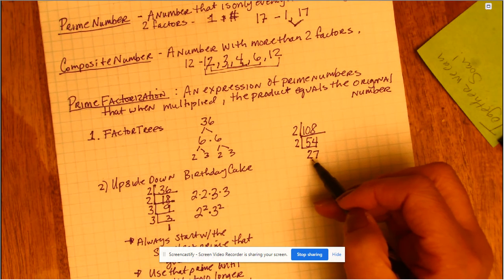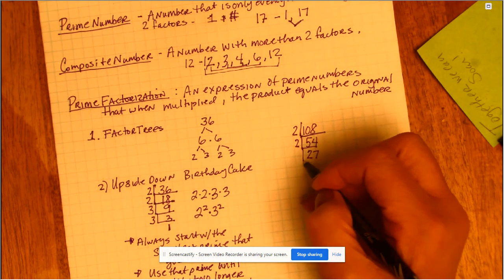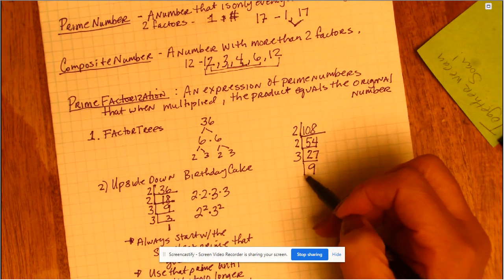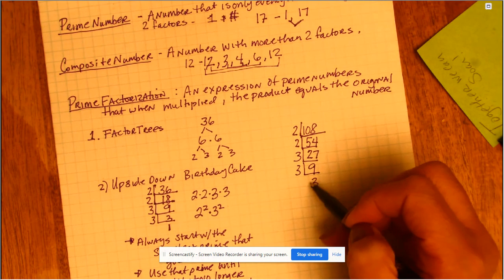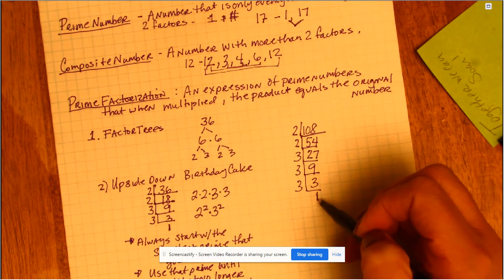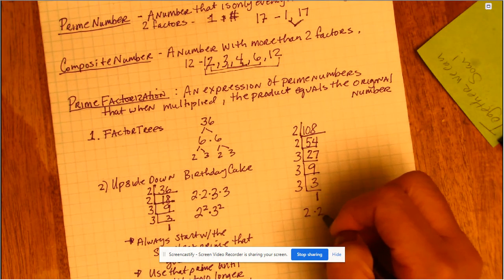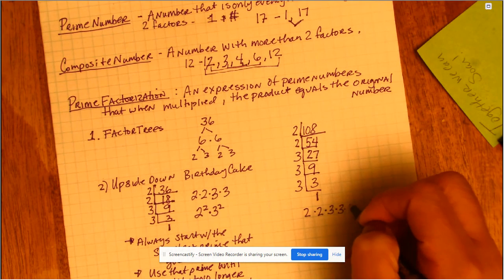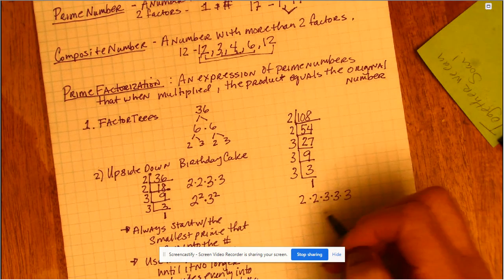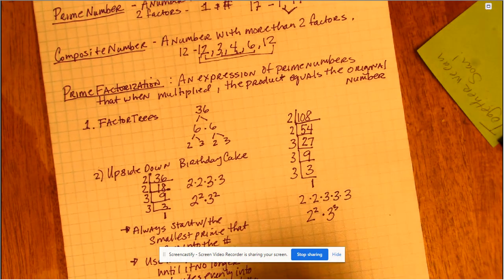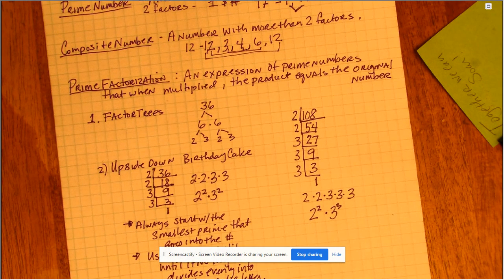Will 3? 2 plus 7 is 9. 9 is divisible by 3. So 3 goes in 9 times. 3, 3, 3, and finally my candle. So I can see this prime factorization is 2 times 2 times 3 times 3 times 3. Or because I know how to write in exponents, I can just say 2 to the second times 3 to the third. Okay. And that is how you're going to do prime factorization of the numbers in GP2.